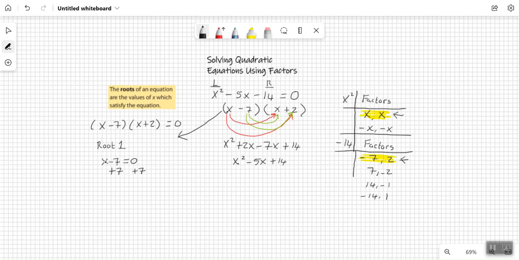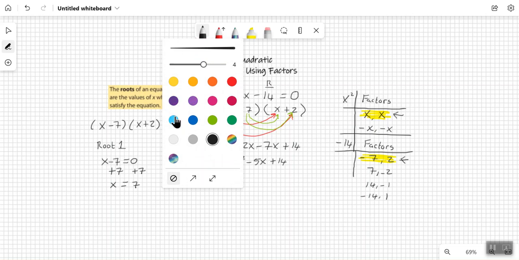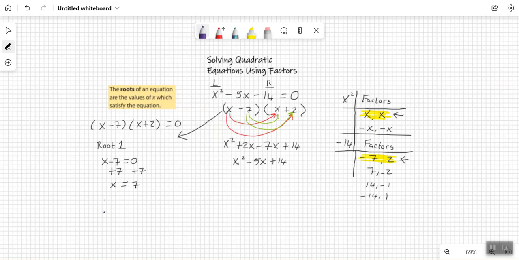And what will happen is this minus 7 and plus 7 will cancel out, and I'll be left with x is equal to 7. So 7 here is the first root, okay? And if I want to find out the second root, so let's say we want to work out what the second root is, we'll just change the color here a bit.